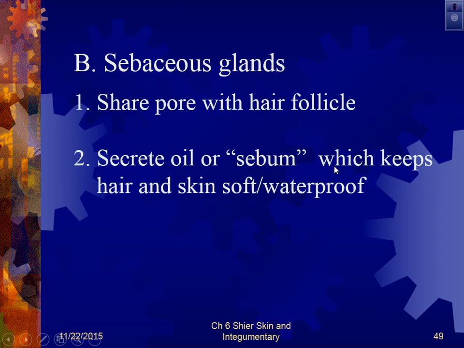So the sebaceous gland secretes oil, or sebum, and that keeps our hair and our skin soft as well as waterproof. So whenever we take a shower, water doesn't just immediately seep into our hair, right? It washes off. It gets the outside wet, but doesn't go all the way through. So that waterproofing is a really important piece there for that secretion of the oil sebum. So the sebaceous glands are connected with the hair follicle pore, and they secrete that oil to keep our skin and our hair soft and waterproof.